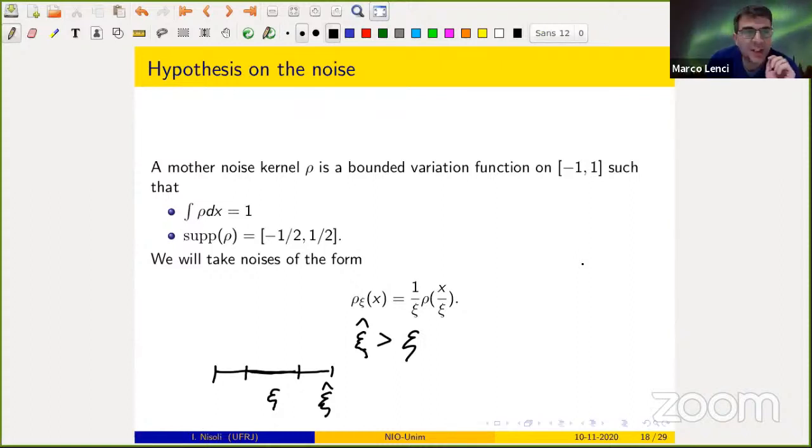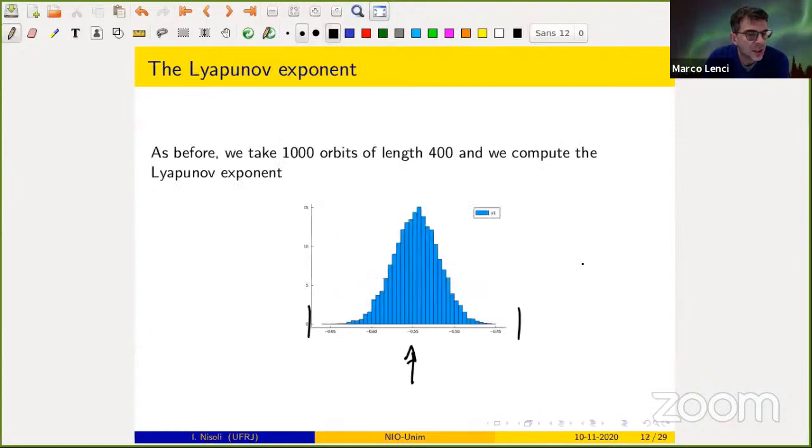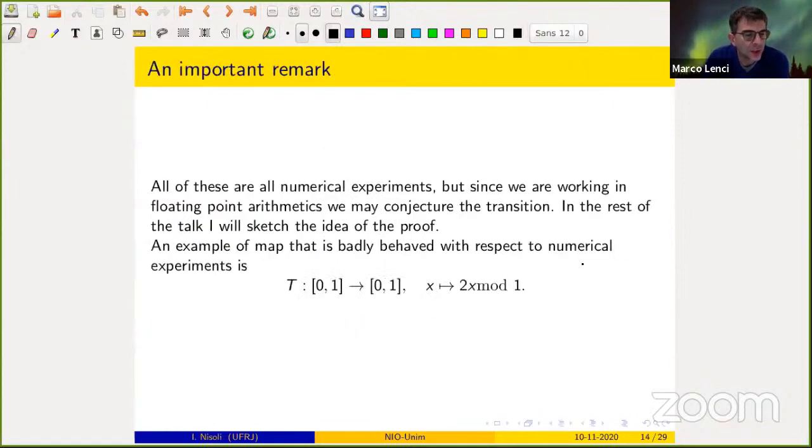Isaia, since everybody's asking questions, maybe I'll ask my own. I think I missed the exact definition of Lyapunov exponent in the context of noise. So this is just a Birkhoff sum of the logs of the derivative of the map.